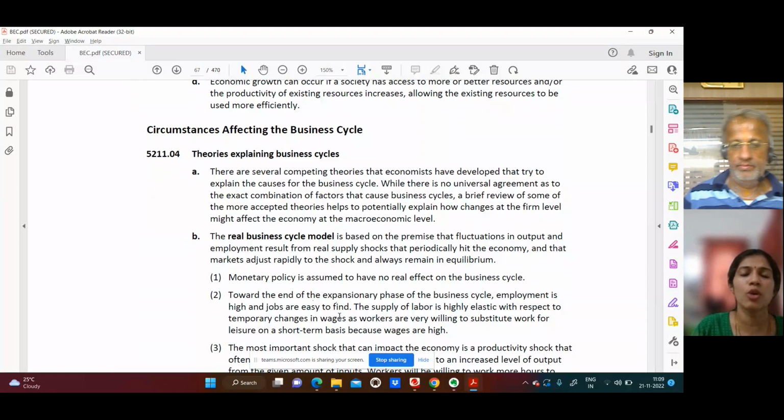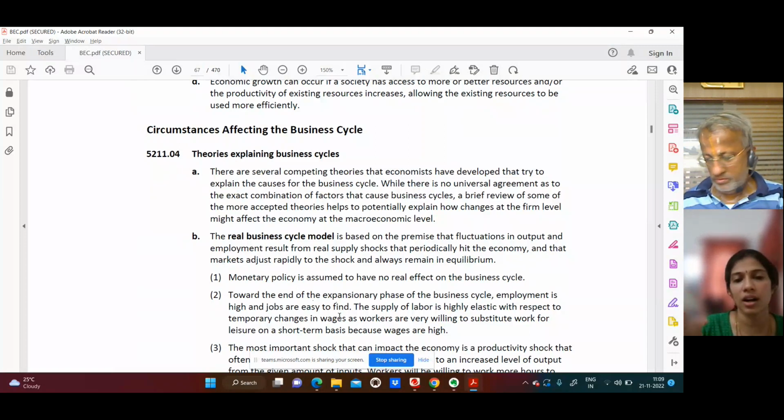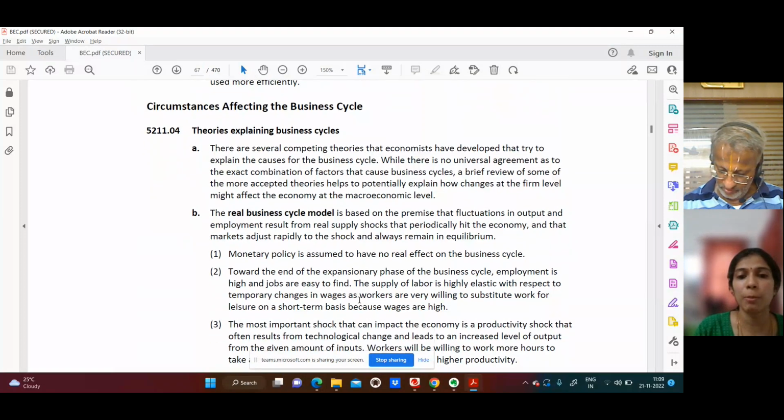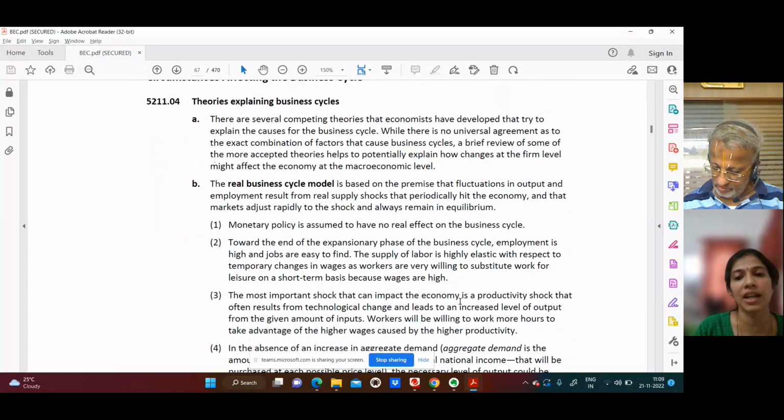Okay, so we are only focusing on the real variables which are impacting your business. So what are the real variables? That's what I told you. The most important shock that can impact the economy is a productivity shock. And what is a productivity shock?